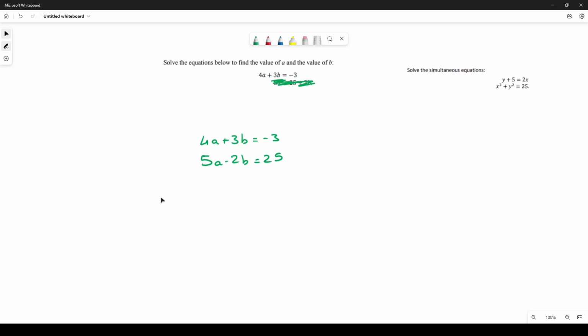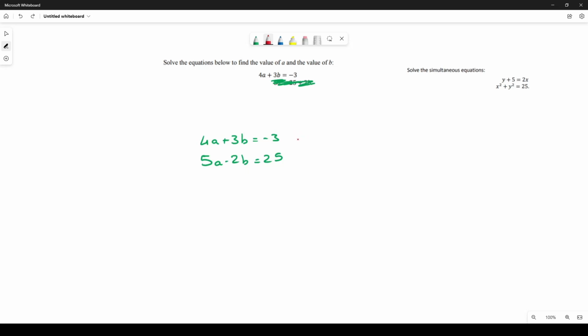Now what you have to do is multiply sometimes both of the lines, sometimes only one of the lines, sometimes, very rarely, you don't have to multiply any of the lines, but you want to make it so that either the A's have the same number and different signs, or the B's have the same number and different signs. So because the B's already have different signs, I'm going to choose that one. You could do it with the A's, but you'd have to turn one of them into a minus and leave one of them as a plus. So it's just easier to do it with the B's.